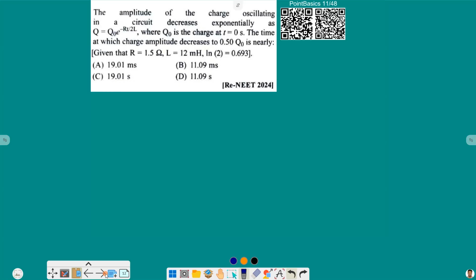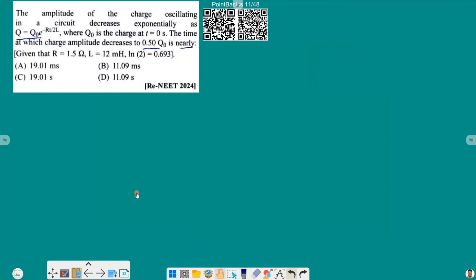Let's move to the next one. The amplitude of the charge oscillating in a circuit decreases exponentially as given, where q node is the charge at t equals 0. Find the time at which the charge amplitude decreases to 0.5 of q node, nearly. So it is basically a discharging of a capacitor. This is like the discharging equation for a capacitor, but it is not directly mentioned, so we will not include any capacitor here. We will just follow this equation.